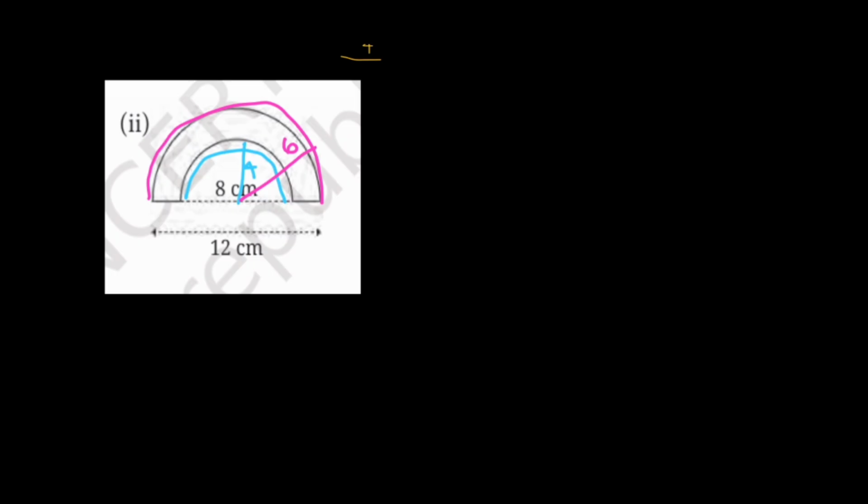Then we need to add this length. This one plus this one. So what about this length? From here to here, radius 4 and radius 6. So the width of this is nothing but 6 minus 4, 2. So here we are having 2 centimeter. Here we are having another 2 centimeter. 12 minus 8, 4. So the left side 2 centimeter and right hand side 2 centimeter.